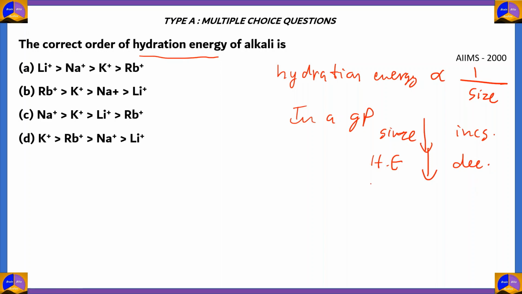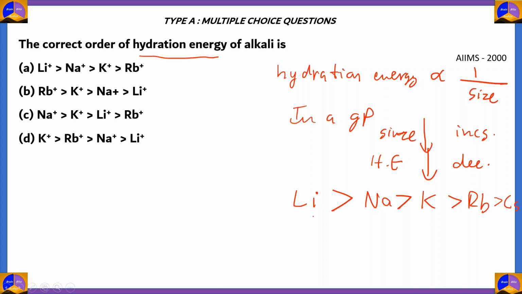So lithium will be the smallest of the alkali metals, and therefore it should have the highest hydration energy. Then we'll have sodium, which is the next smallest, so the next highest energy will be sodium. Potassium takes third, and rubidium takes fourth. If we're allowed to extend it, then cesium takes last.